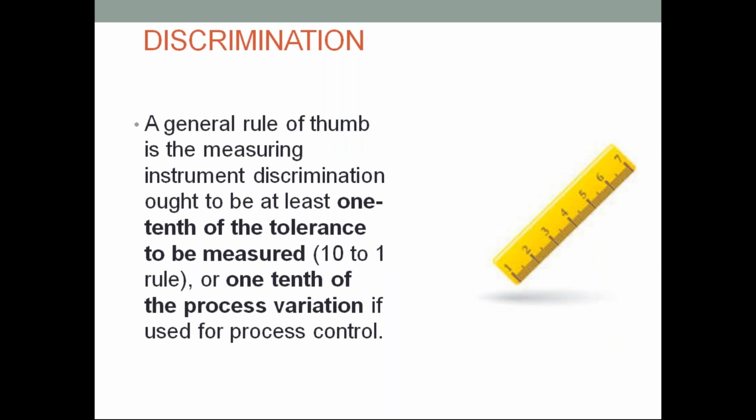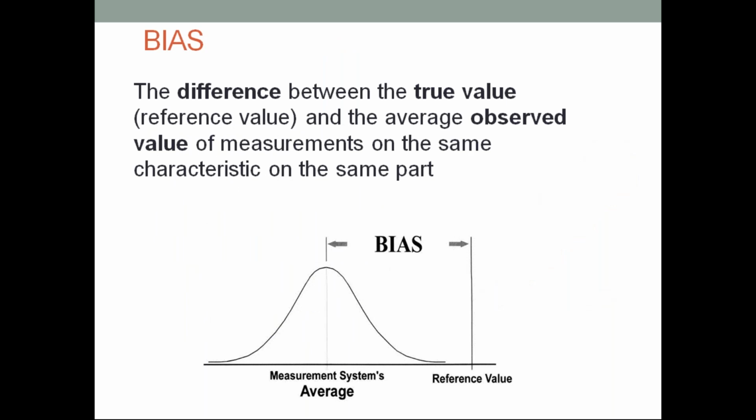General rule of thumb is the measuring instrument discrimination ought to be at least 1/10 of the tolerance to be measured, or 10-to-1, or 1/10 of the process variation if used for process control. That's key. If you're going to use it to detect good or bad parts, it's 1/10 of the tolerance. But if you're going to use it to control a process, it needs to be 1/10 of the process variation. Generally, that would fall between the variation between your control limits.